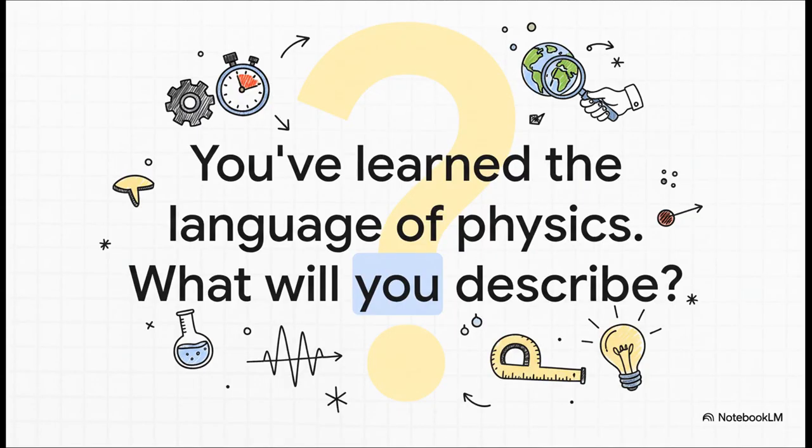And there we have it. We've covered the absolute fundamentals. The quantities, the units, the prefixes, the tools, and even the basic grammar of scalars and vectors. You now have the foundational toolkit you need to start describing the physical world with real clarity and precision. So the only question left is, what will you choose to describe first?